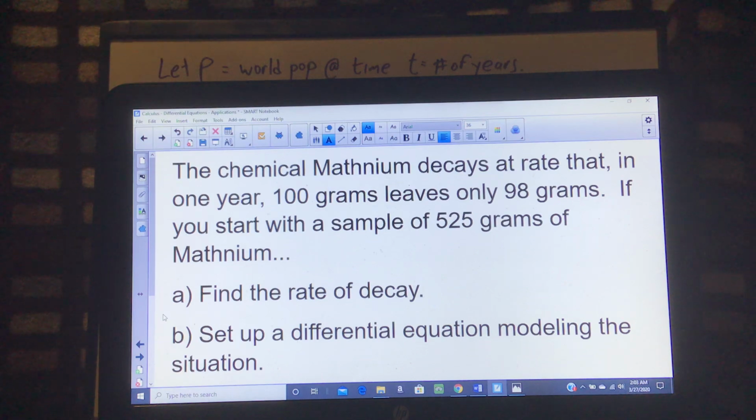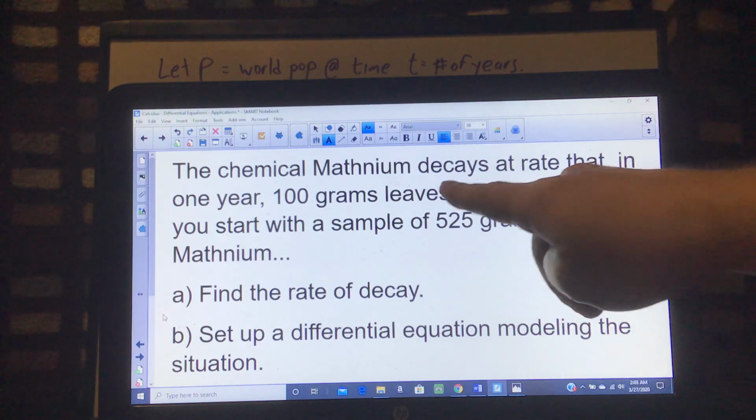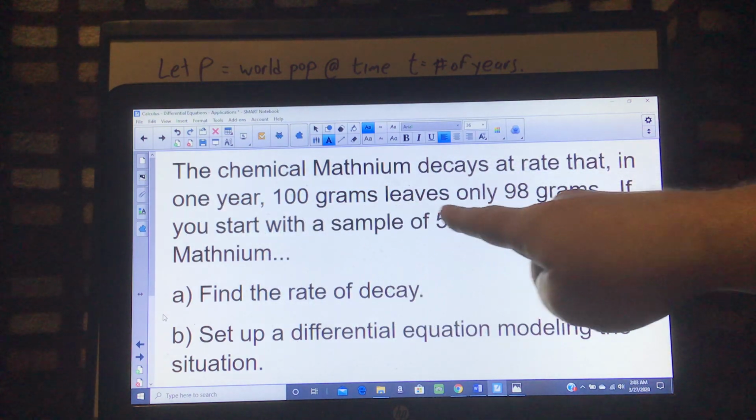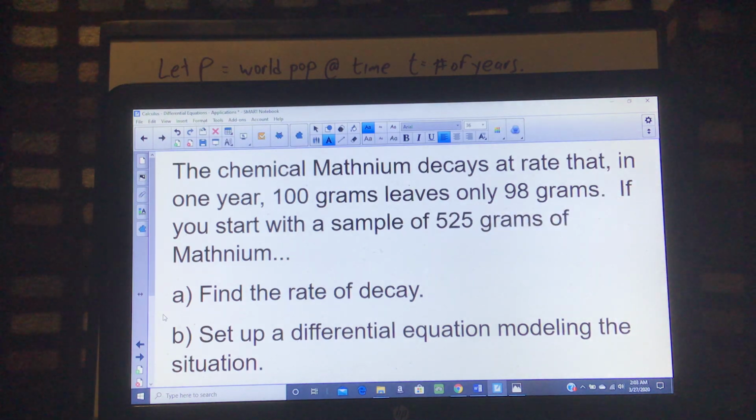So the exciting new chemical, mathnium. Yeah, good old mathnium. This is a decay problem. It decays at a rate that in 1 year changes 100 grams into 98 grams. If you start with a sample of 525 grams of mathnium, and then it asks for a couple of questions. It first wants you to find the rate of decay. In the other problems, I gave the growth rates. This is actually going to be a decay rate.